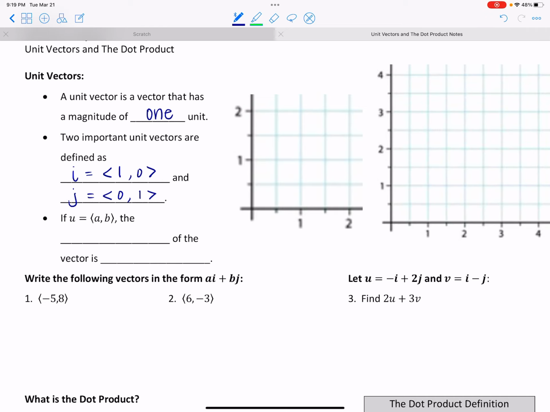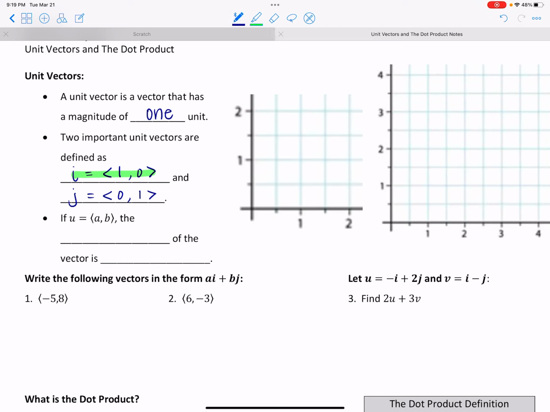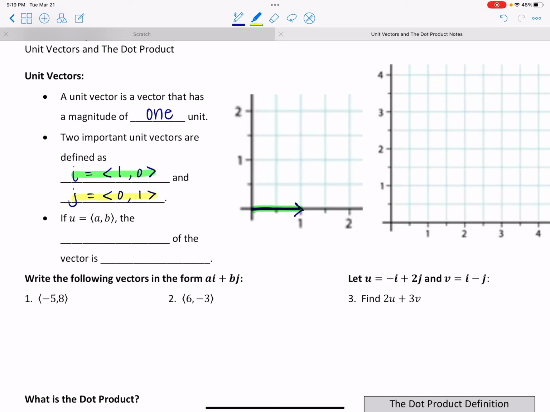So graphically, what does i look like? Again, that is a horizontal vector with a magnitude of 1. So that is what i looks like. And then what does j look like? That is a vertical vector with a magnitude of 1. So that is what j looks like as a vector. All right, so again, we're going to call this j, and we're going to call this i.